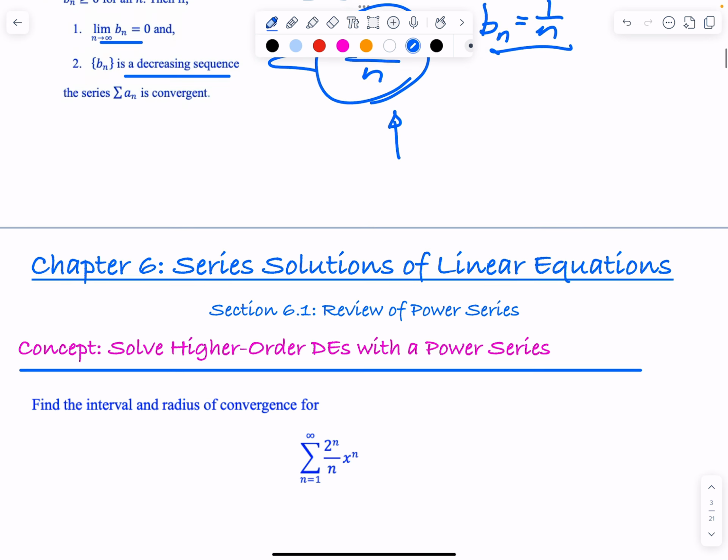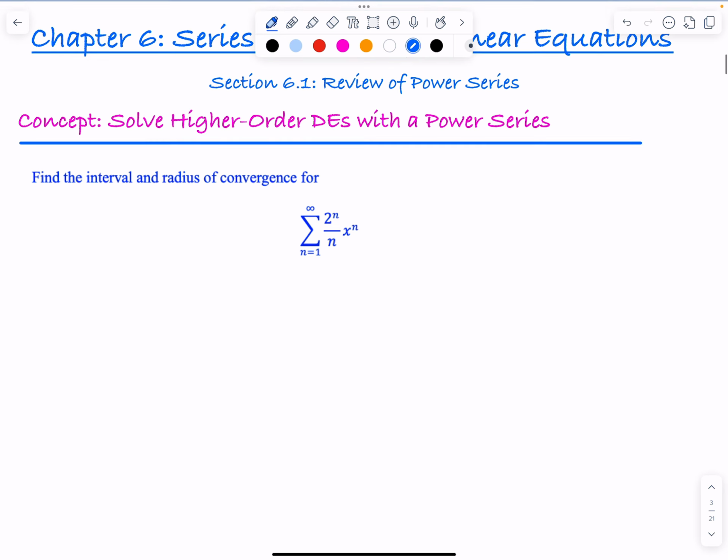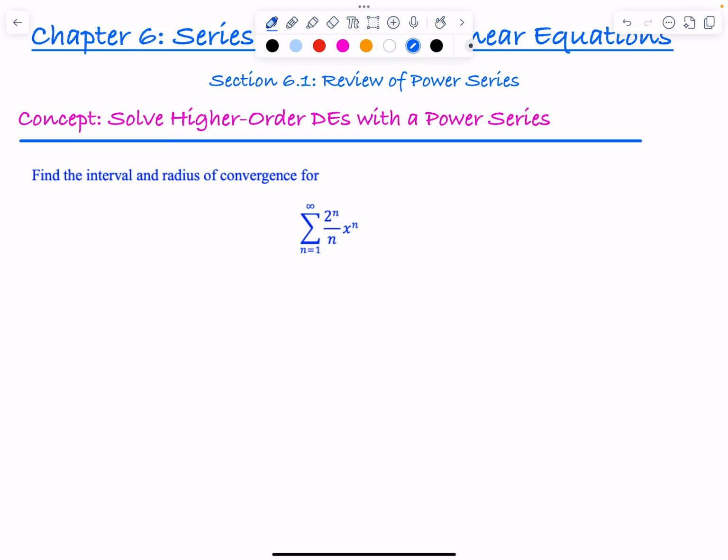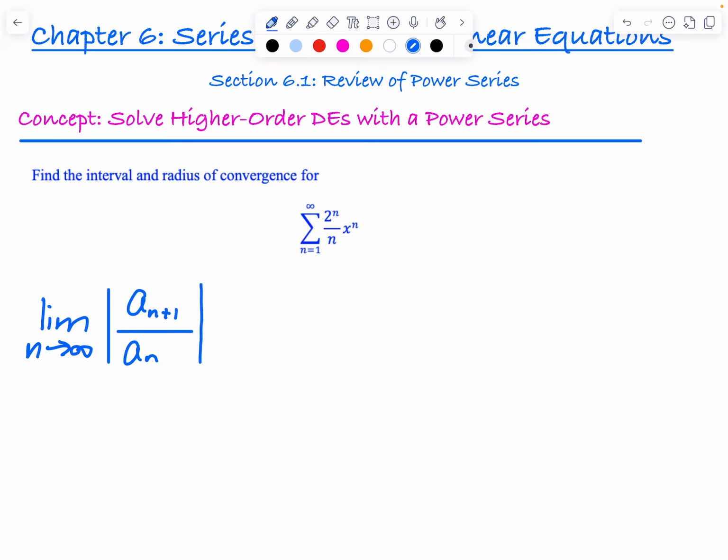All right, so let's do an example. We're going to do 3 of these to just jog your memory of Calc 2, which you may not want to, but we're going to. We want to tell if this converges, and then if it does, find the interval and radius. I'm going to use the ratio test. The ratio test says to take the limit as n goes to infinity of the absolute value of the fraction a sub n plus 1 over a sub n.